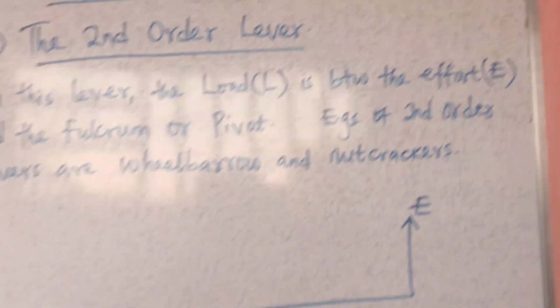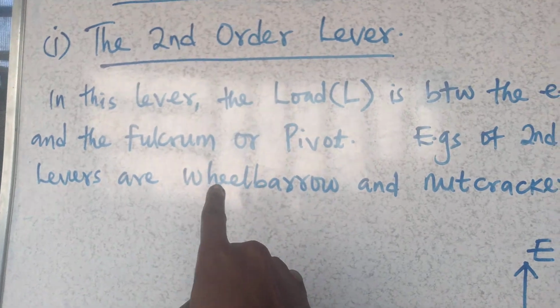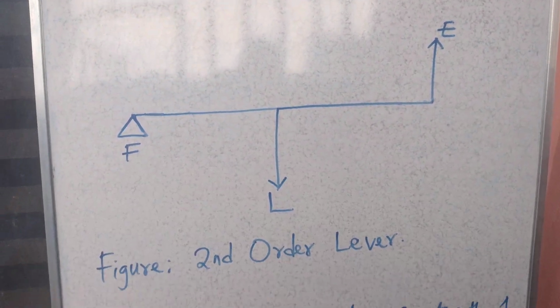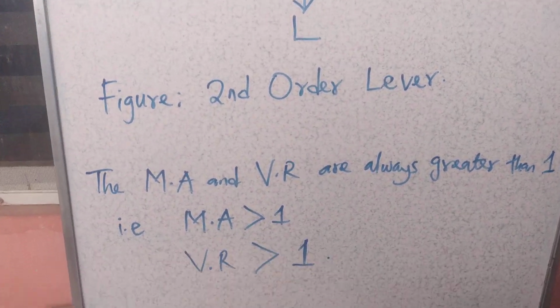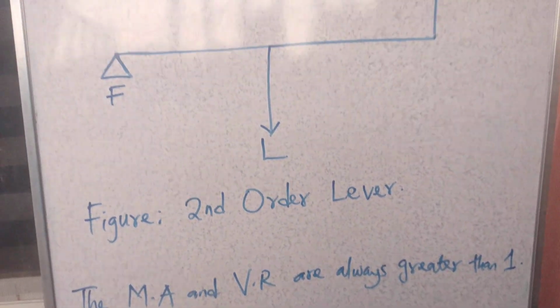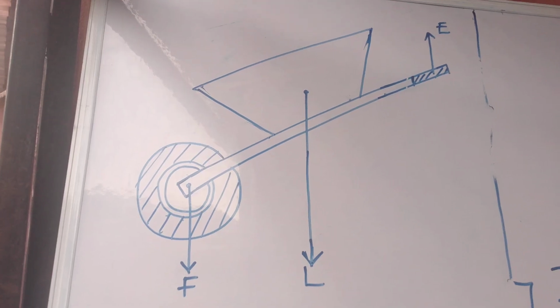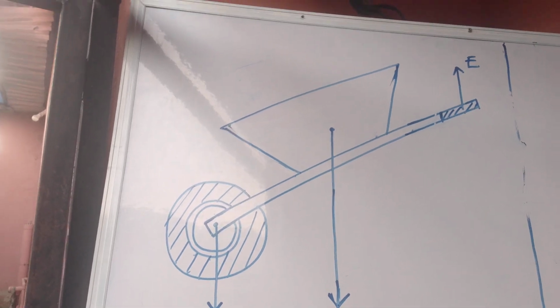Now, the examples are wheelbarrow and nutcracker. So let's look at those examples quickly. This is a diagram. Take note of the diagram for a second order lever. This one now shows us the diagram of a wheelbarrow.